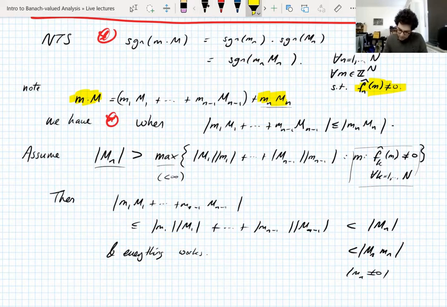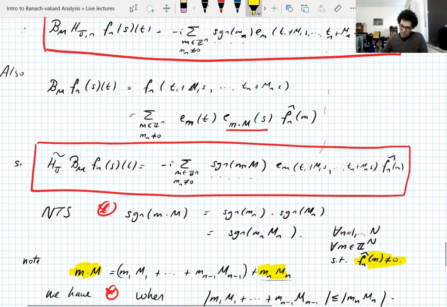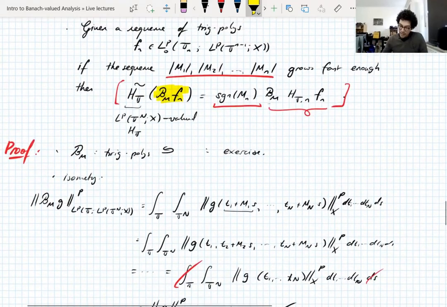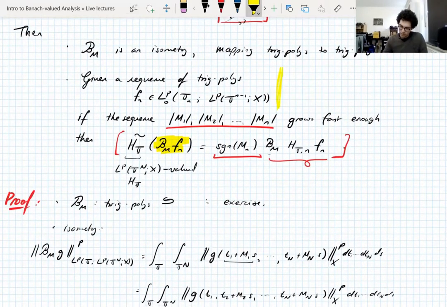Everything works assuming that the absolute value of M sub n is large enough, depending on the previous ones, right? Well, and depending on the F, right? And depending on the F, but that's okay. That's part of the statement. The statement says that given a sequence of trigonometric polynomials, if the sequence of M's grows fast enough, this is true. The rapid increase does depend on the Fs you take. That's completely okay. Necessary. It has to be that way, but it works.